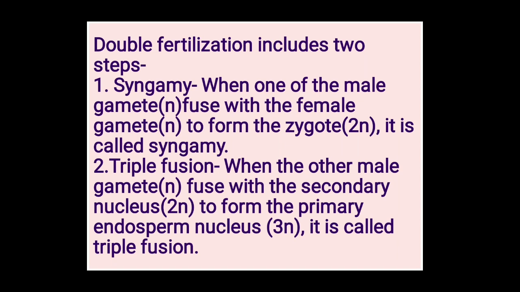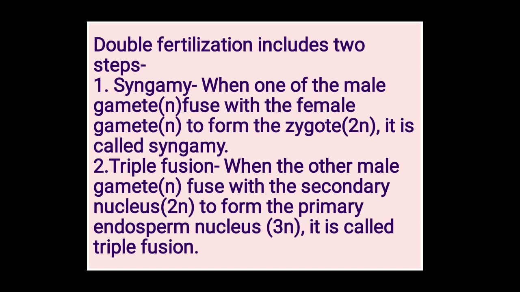When the other male gamete, which is haploid in its chromosome number, fuses with the secondary nucleus. Secondary nucleus, these were two polar nuclei present in the central portion of the embryo sac, which is diploid in its nature. Because of the fusion of two haploid nuclei, it becomes diploid. And when the other male gamete comes and fuses with the secondary nucleus, which is diploid, to form the primary endosperm nucleus. So the resultant cell here is the primary endosperm nucleus, which later gives rise to the nutritive tissue, which is called endosperm.